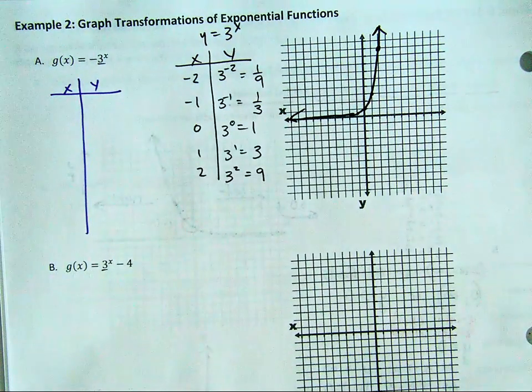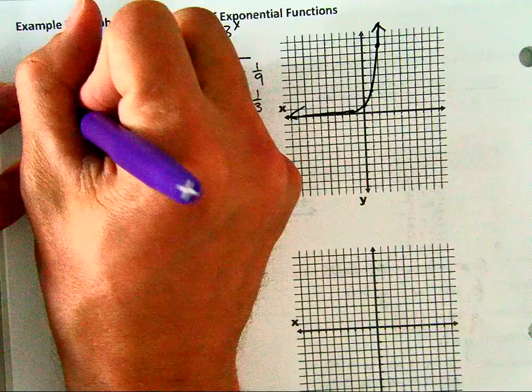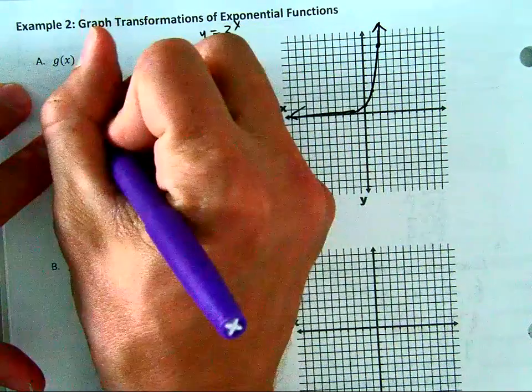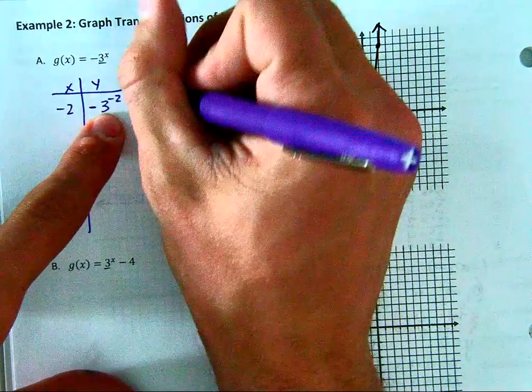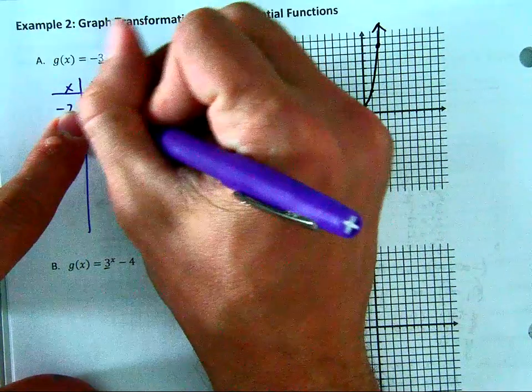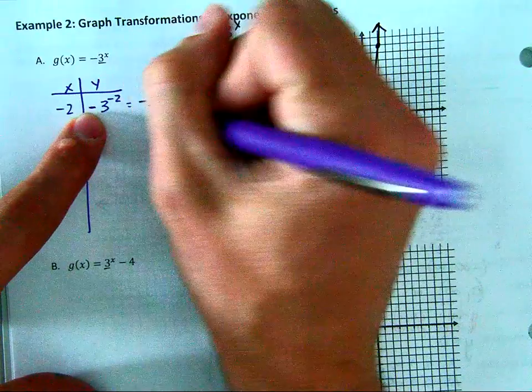But let's take these exact same points and see what happens. Say -3 to the -2. All right, this is going to cause us to take the reciprocal of the 3. So we have 1/3 to the second, which is a -1/9. All right, so at -2, -1/9.